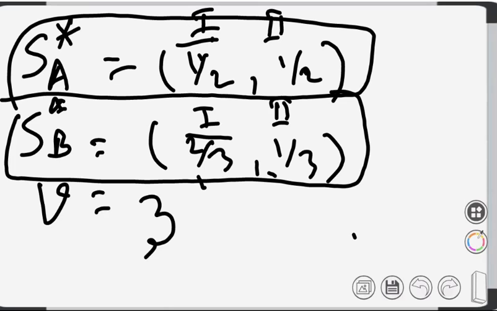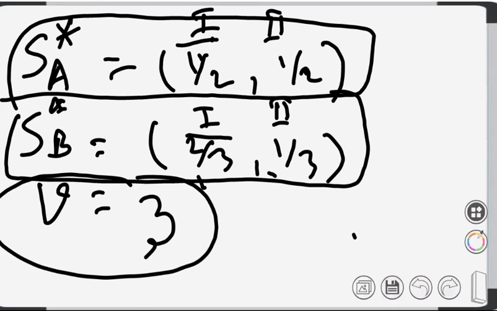And the value of the game is 3, which means ultimately B has to pay rupees 3 to player A. Because the value of the game is positive, player B has to pay player A rupees 3.